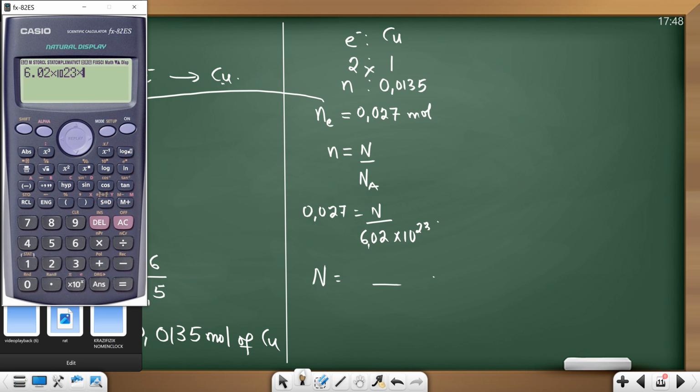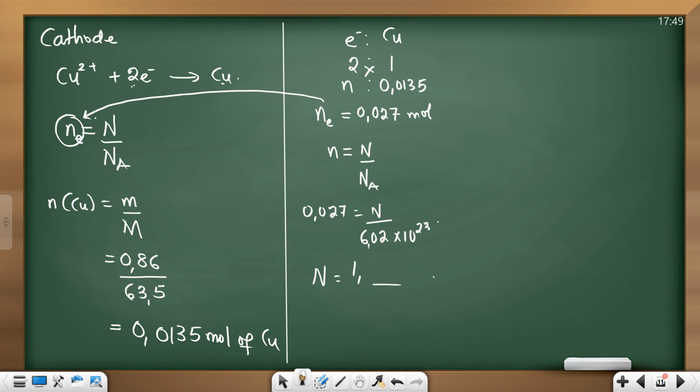6,02 times 10 to the power 23 times 0,027. What's your answer? Confirm. Is it correct? 1,6. Now we can do 2 decimal places, right? 1,63 times 10 to the power what? 22 electrons. Please, if you understand what I did here, acid and base becomes very interesting to do.